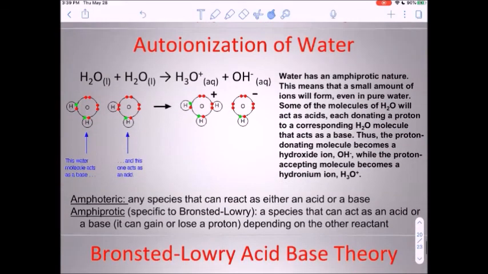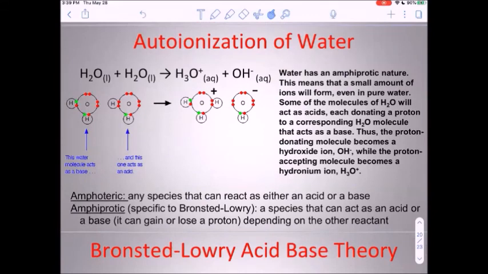The autoionization of water refers to the fact that water will, even pure water, automatically ionize into H3O+ and OH- in small amounts. So the word amphoteric, we talked about, means a species that can react as either an acid or a base, which water can do. It reacts with itself to be an acid or a base, depending on which way you want to show that direction of transfer. And we end up with our H3O+ and our OH-, in which case the H3O+ is the conjugate acid and the OH- is the conjugate base.